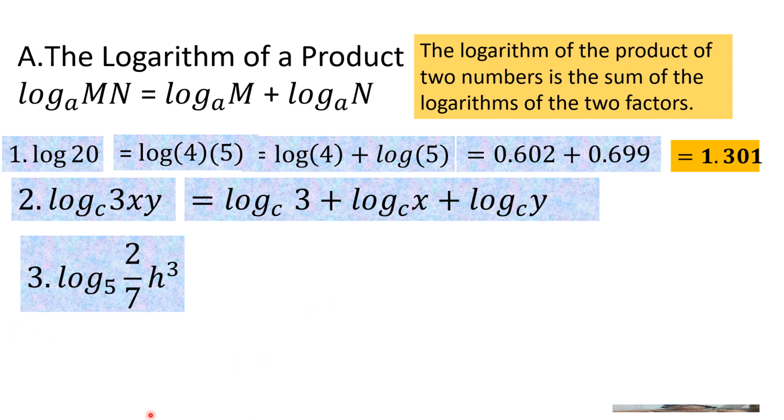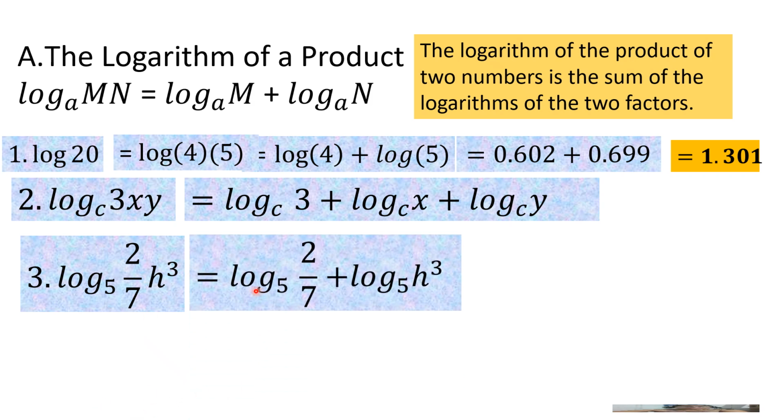Let's proceed to example number 3. Log of 2 over 7h cubed to the base of 5. Still, we will be applying only the first law, adding the logarithms of the factors. Remember, we have two factors, the 2 over 7 and the h cubed. Therefore, the log of 2 over 7 to the base 5 plus the log of h cubed to the base 5.